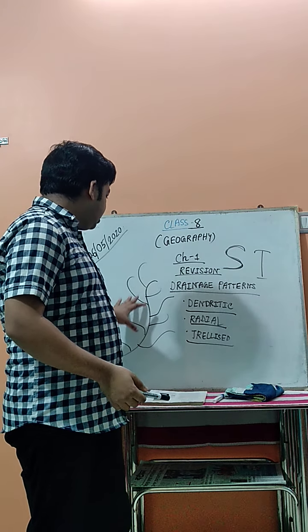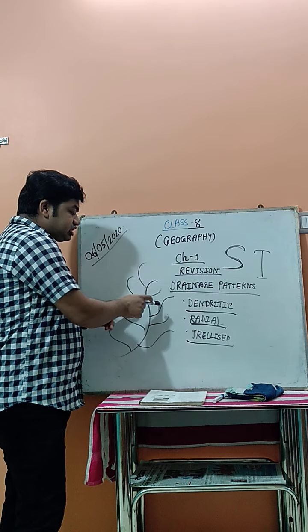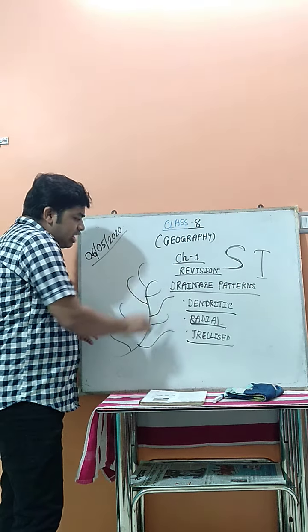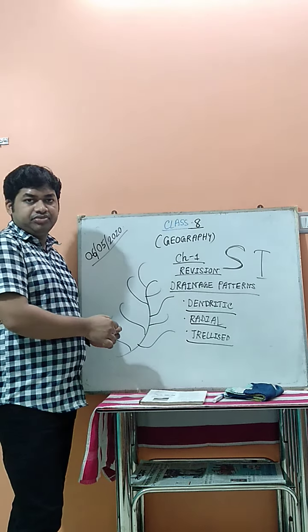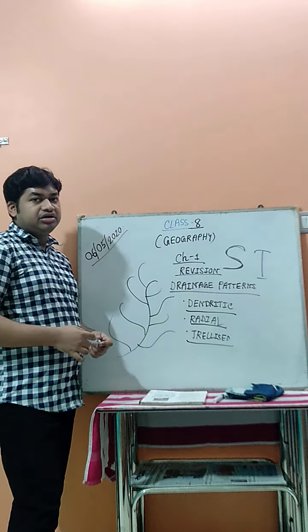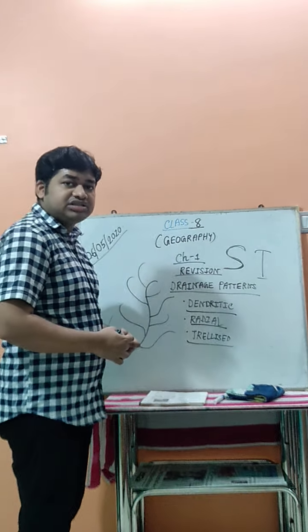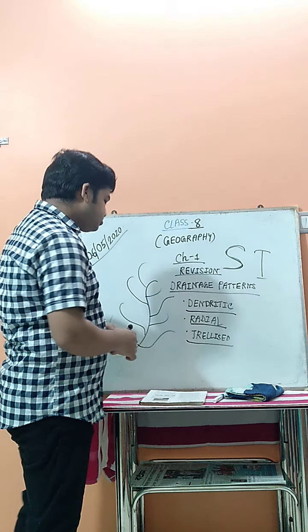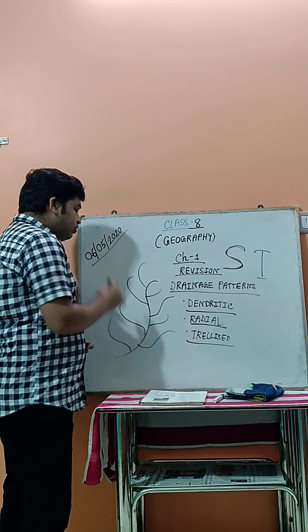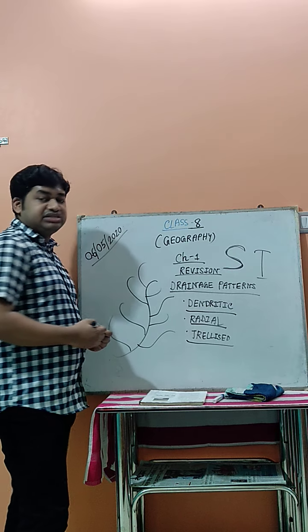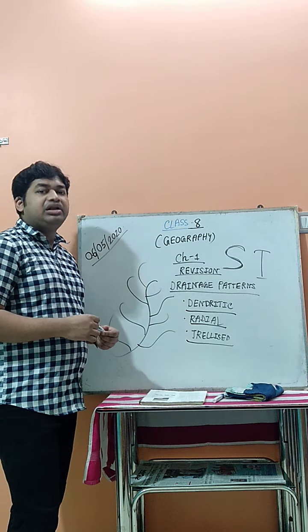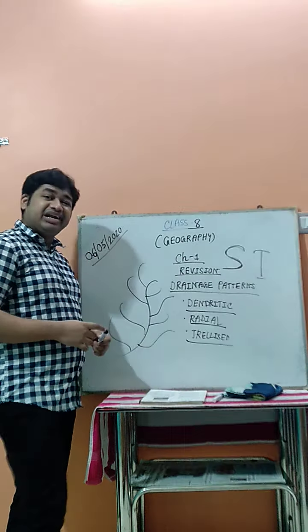From the main river, different types of tributaries and distributaries come out and look like the branches of a tree. This type of drainage pattern is known as the dendritic type of drainage pattern. And this type of drainage pattern you can see in the Damodar Valley region.